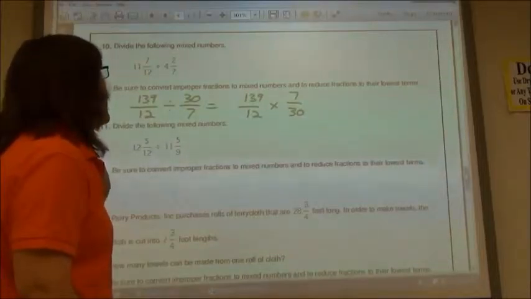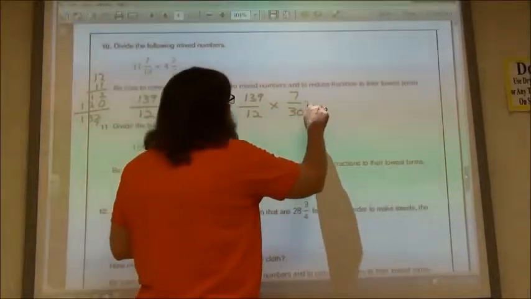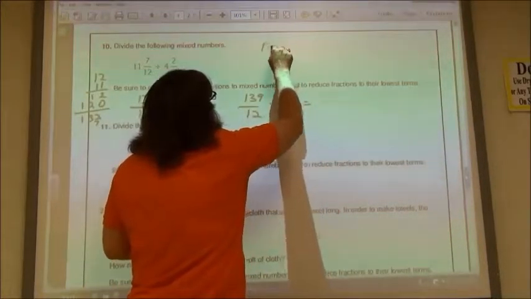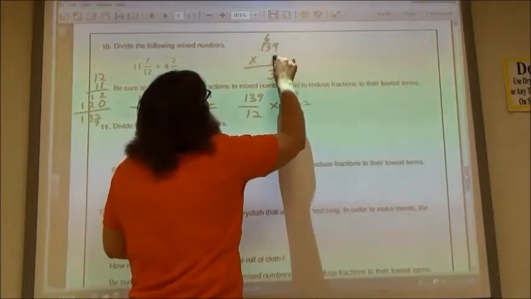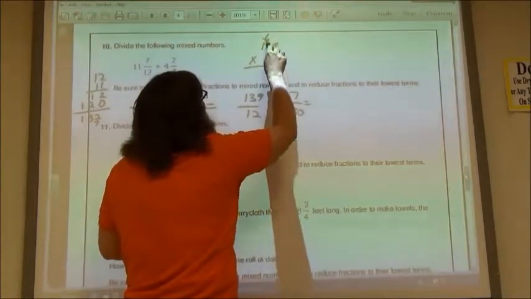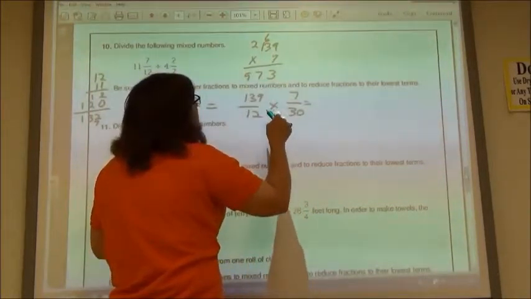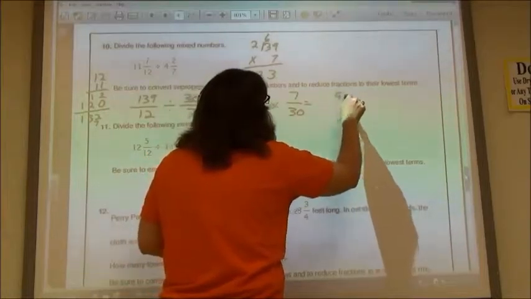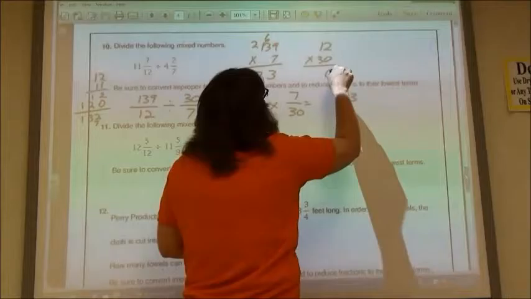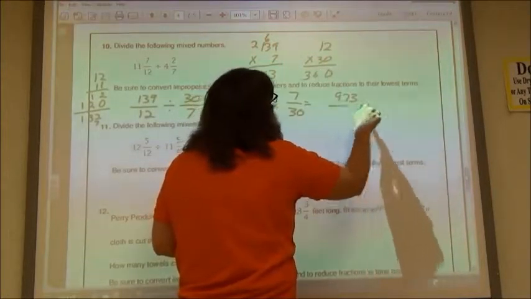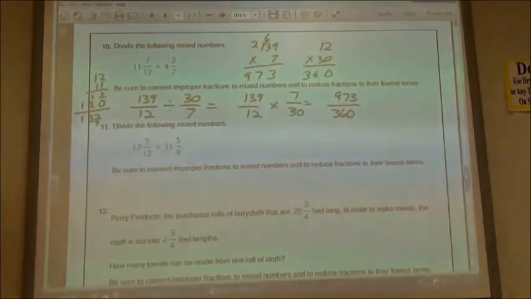3 is not going to go into there. If it was just 39 it would. I don't think I can reduce that. So I'm just going to have to go ahead and multiply. So 139 times 7, 363, so 21, so 21 plus 6 would be 27, 7, 8, 9. So I'm going to have 973 on top, 12 times 30, add my 0, 6, 360, and so I get 973 over 360.